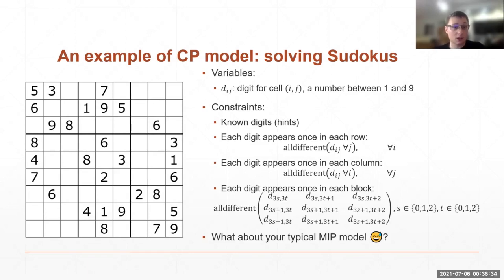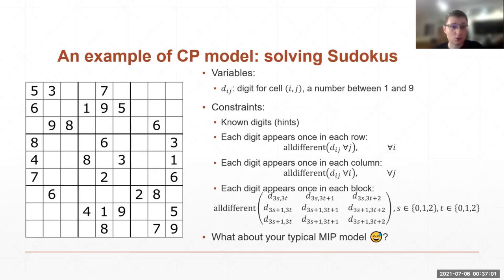So here is an example of a Sudoku puzzle. You have a grid of 9 by 9 cells, and in each cell, you want to put a number between 1 and 9. Some of these numbers are already given, and you want to fill the cells respecting some constraints. Each digit can appear only once in each row, in each column, and in each block, where the blocks are highlighted in black.